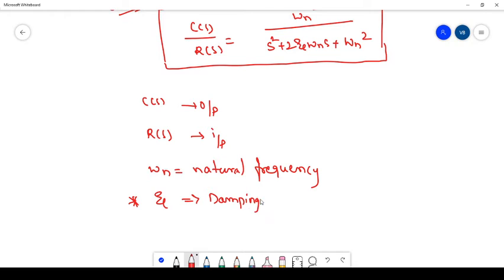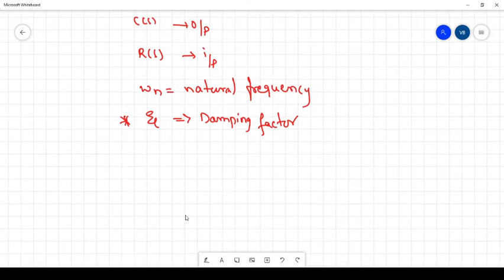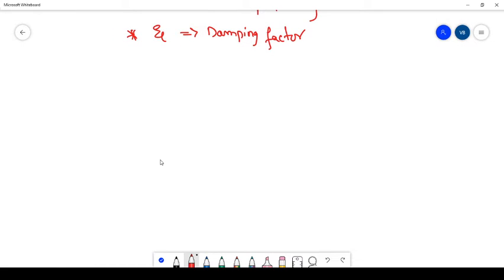So depending upon the damping ratio or damping factor, we are going to calculate and observe how many responses we are going to get. The zeta value may have 4 conditions. What are they? Zeta is equal to 0, or zeta is in between 0 and 1, or zeta is equal to 1, or zeta value may be greater than 1.